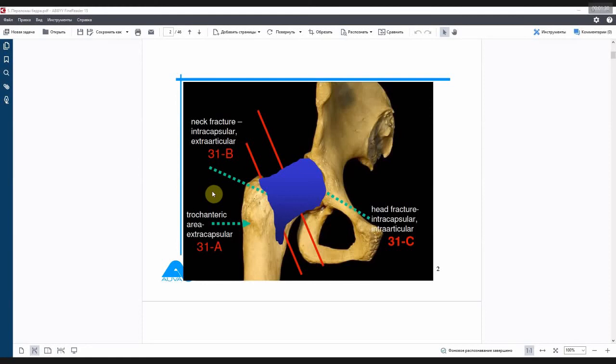Lecture number 5, fractures and dislocation of the long bones, clinical features. Fractures and dislocations. Fractures are cracks in bones. Symptoms include pain, swelling, ecchymosis, crepitation, deformity, and abnormal motion.